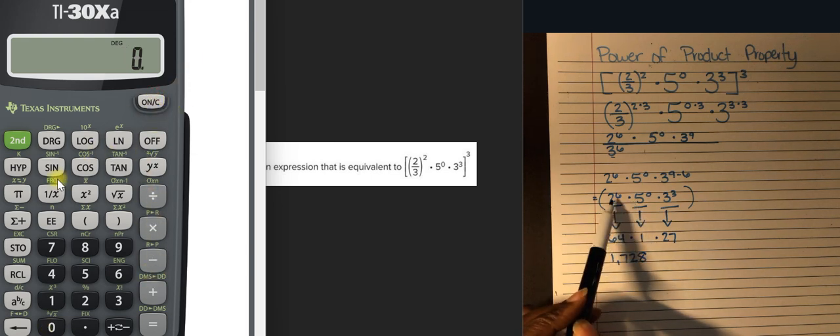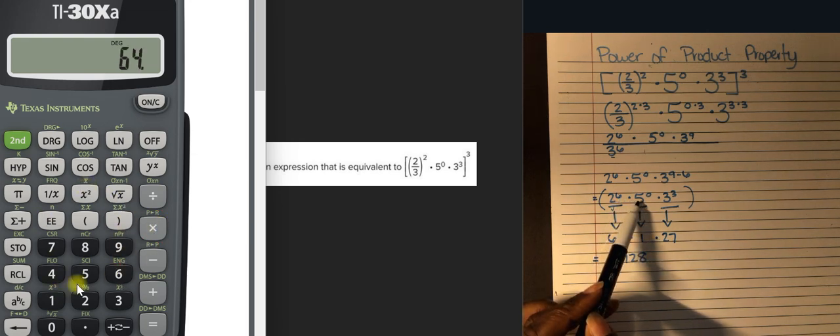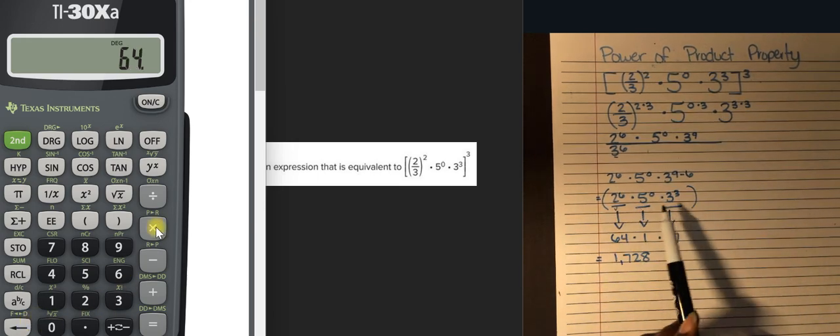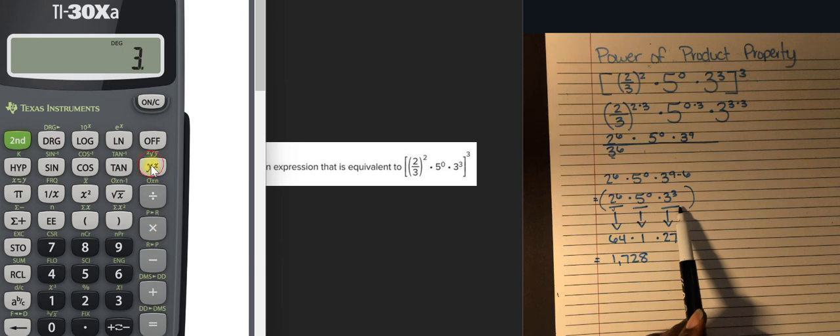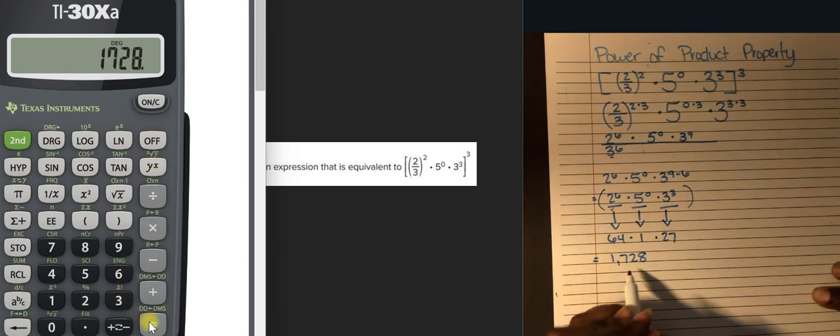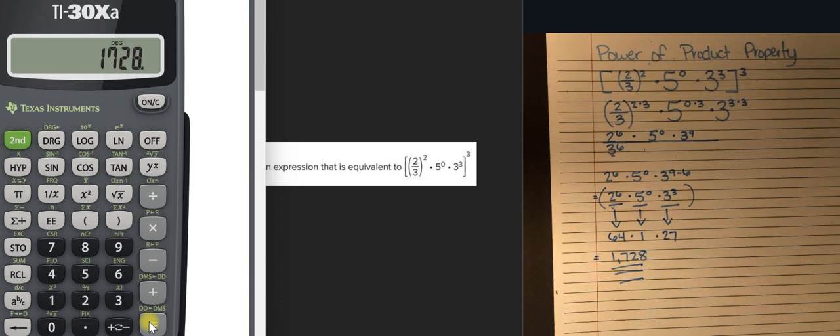I think I messed up. Wait, let's try over. Okay, so it's 2 to the power of 6 times 5 to the power of 0 times 3 to the power of 3. And we come out with the same answer, 1,728. So that is the answer.